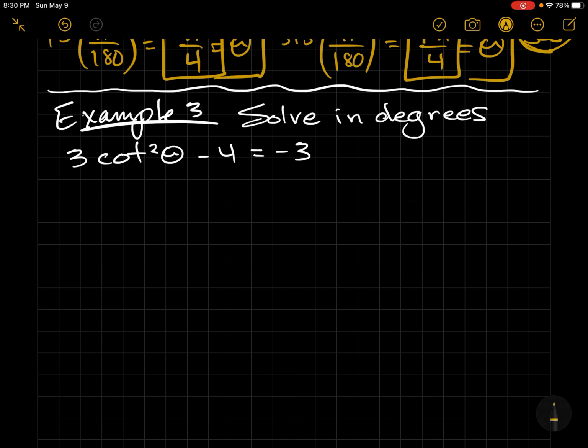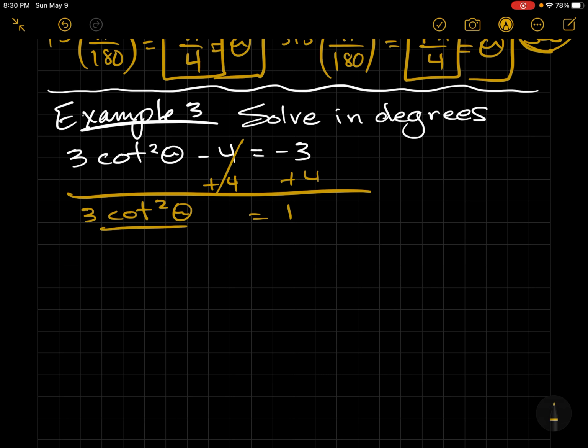Example 3, we're going to solve in degrees. I'm going to add 4 to both sides. And I get 3 cotangent squared. Ooh, so that means the actual ratio is squared. I'm going to divide by 3. And so I get cotangent squared theta equals 1/3.